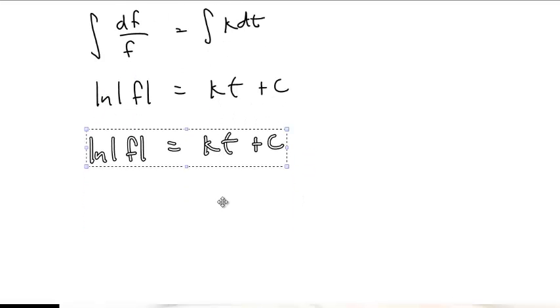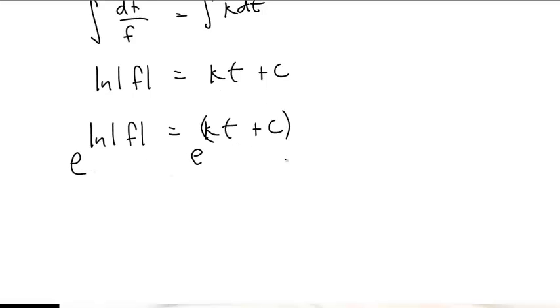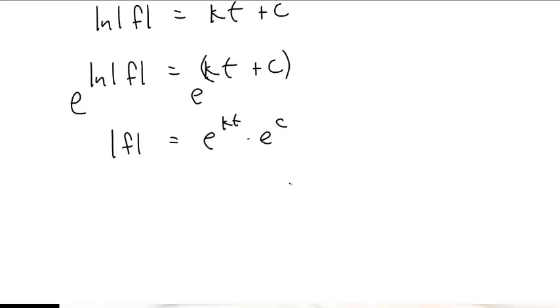We get rid of that natural log by raising each side as an exponent of e. So e to the natural log of the absolute value of f is the absolute value of f. And over here we just have e to the kt plus c. Well, e to the kt plus c is e to the kt times e to the c. We've done this sort of thing in the last set of videos. So f is plus or minus e to the c times e to the kt.